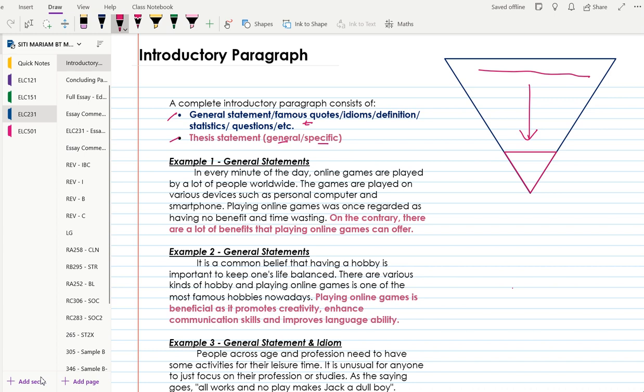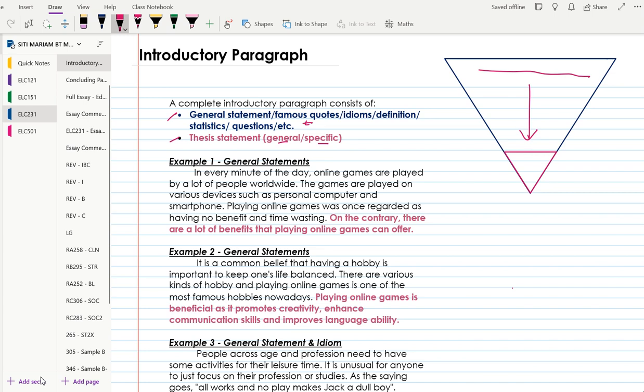The first example is using general statements. I would say that general statements are one of the easiest ways for us to start off our introductory paragraph, because what you have to write is a statement which is generally true. It does not have to be very specific, but still we know that it is not something false. Let's take a look at the example.